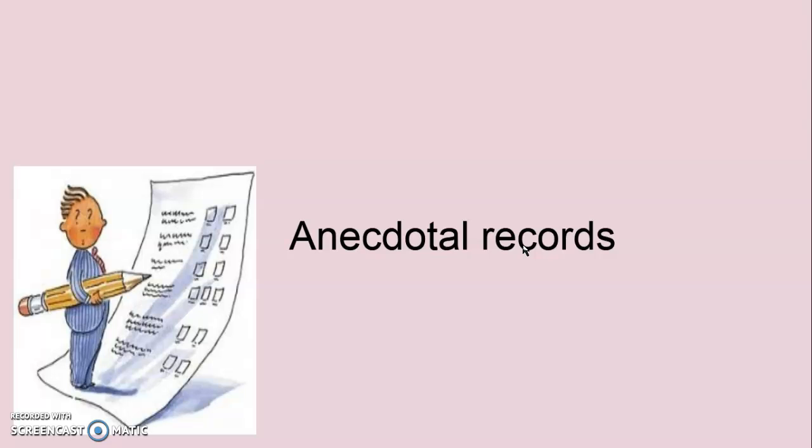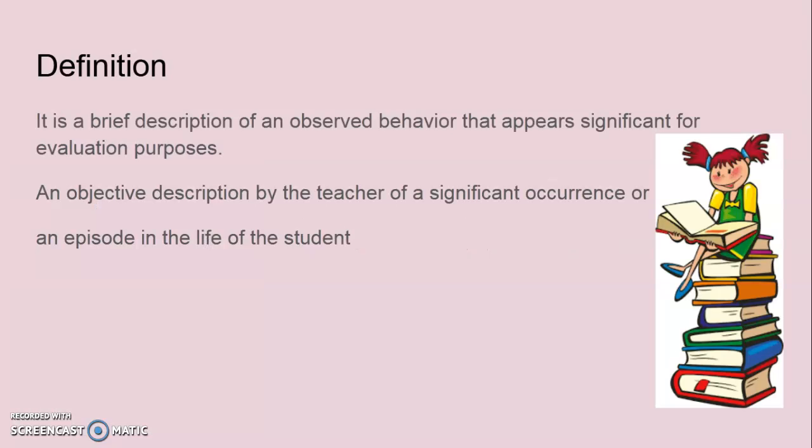The next one is anecdotal record. So during observation, if you find any problems from the students, then you can use anecdotal records. It is a brief description of an observed behavior that appears significant for evaluation purposes. So you are observing the student and you find something to be explained or described, so you can use an anecdotal record.